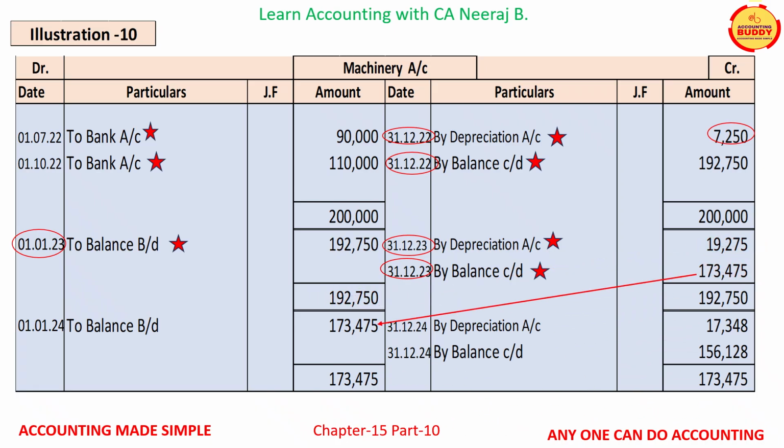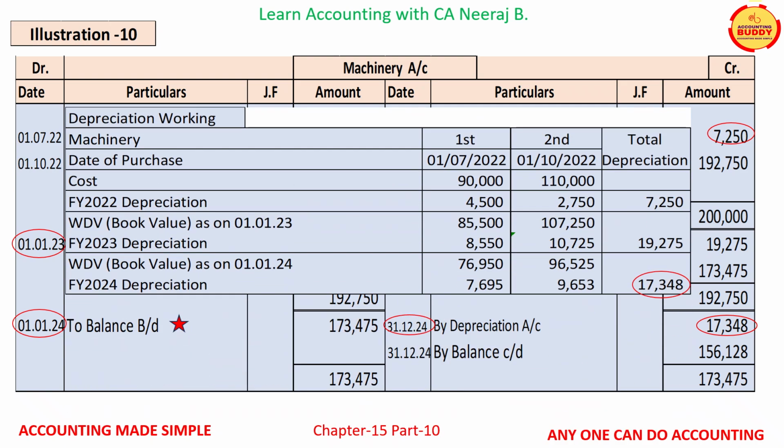The closing balance of $173,475 as on 31st December 2023 will become the opening balance as on 1st January 2024 and is recorded on the debit side of the account by writing the words to balance brought down. On 31st December 2024, depreciation for the financial year 2024 is posted on the credit side of the account for $17,348. The calculation of the depreciation for both the machines for the financial year 2024 is displayed on your screens.